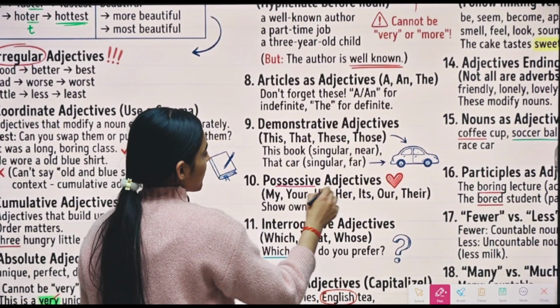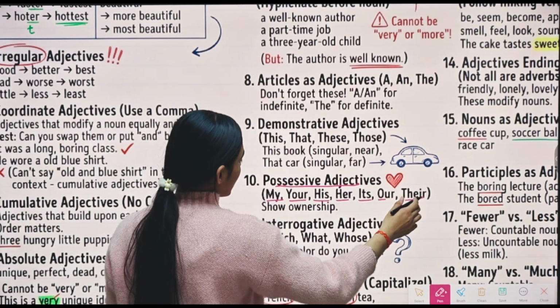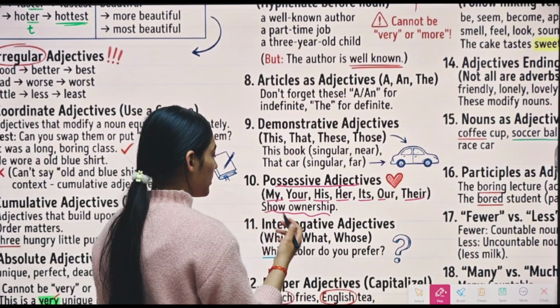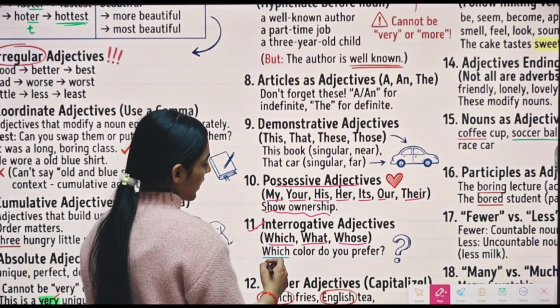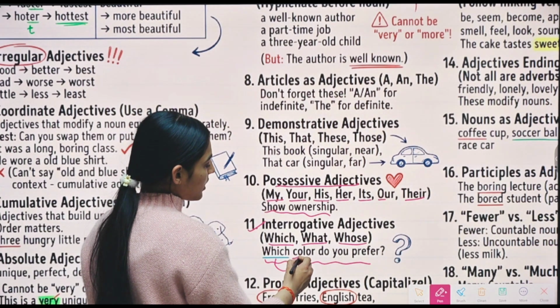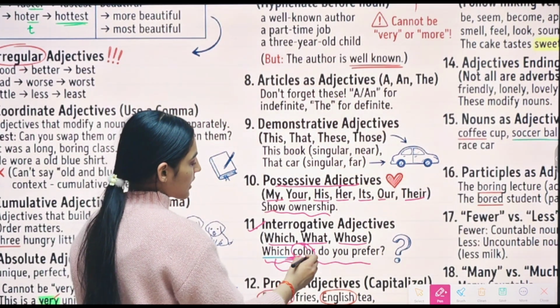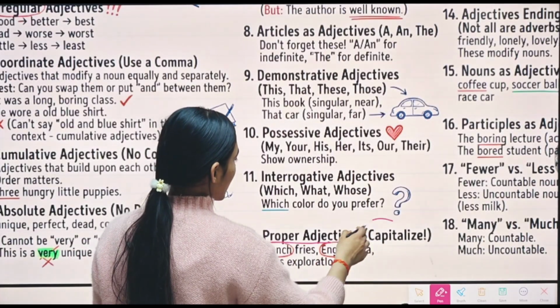All right. Then we have the 10th rule, possessive adjectives: my, your, his, her, its, our and their. They show ownership. Then we have interrogative adjectives like which, what, whose. Like, which color do you prefer? So here interrogative adjectives are immediately followed by a noun. Which color?